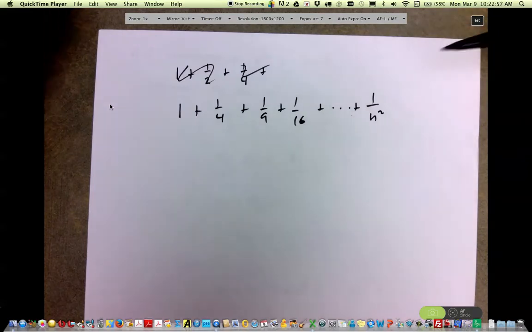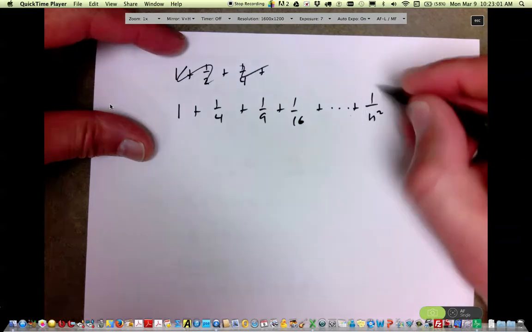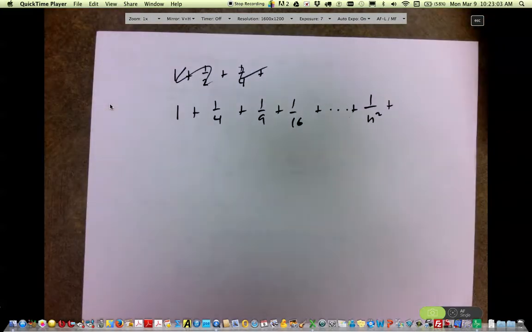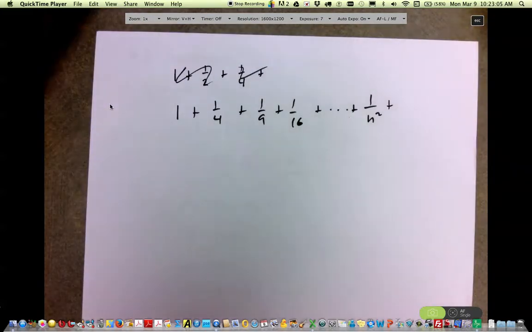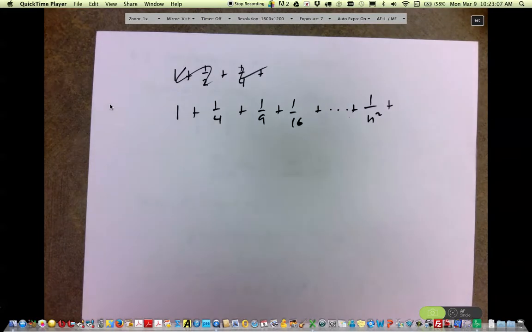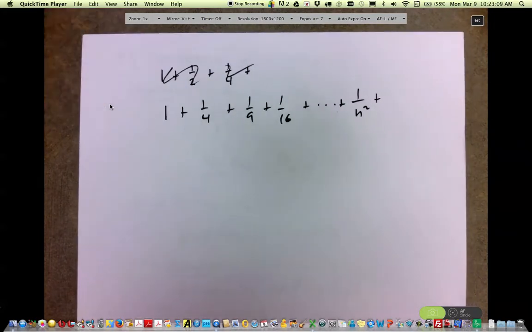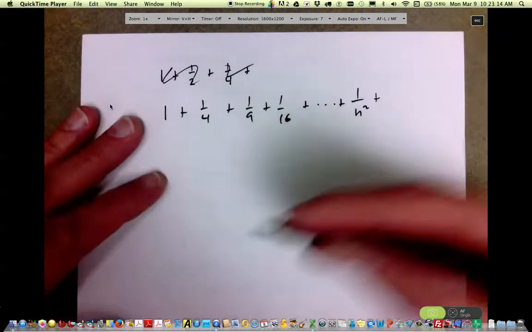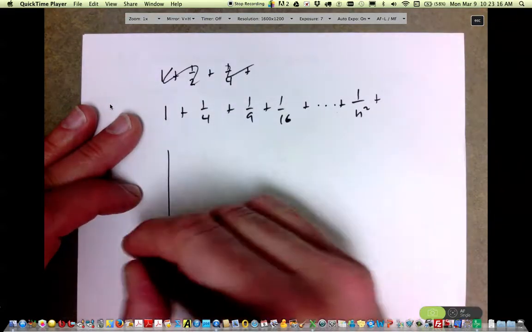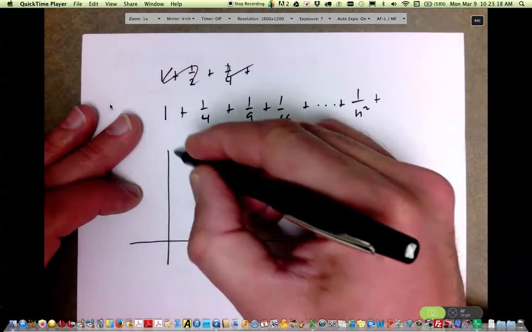Next thing we can look at is, does the nth term go to 0? All right, well, the nth term is 1 over n squared. 1 over n squared does go to 0 as n goes to infinity. That's not conclusive. All right, so what we want to look at next is, can I compare this to an integral? And I think the integral that I want to compare this to is 1 over x squared.